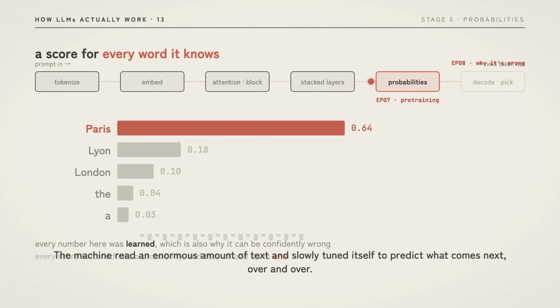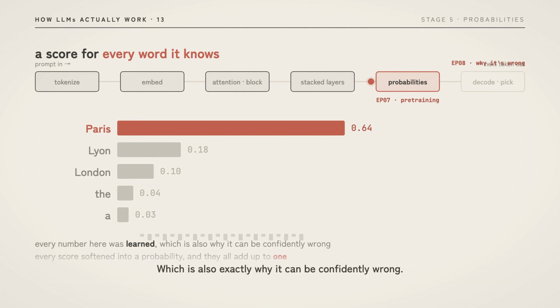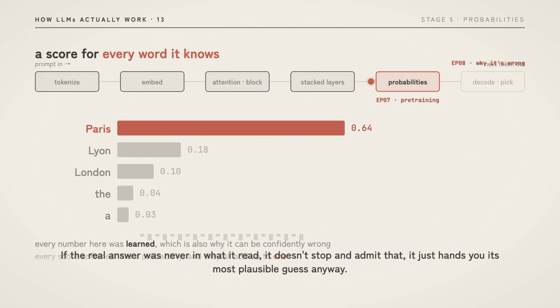Now, every number that shaped those bars was learned, not written by a person. The machine read an enormous amount of text and slowly tuned itself to predict what comes next, over and over, which is also exactly why it can be confidently wrong. If the real answer was never in what it read, it doesn't stop and admit that, it just hands you its most plausible guess anyway.